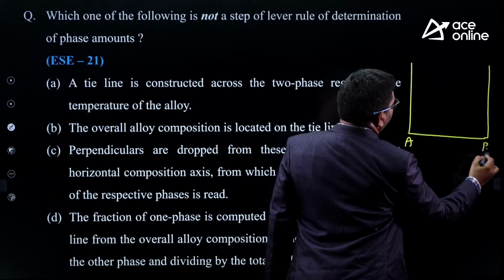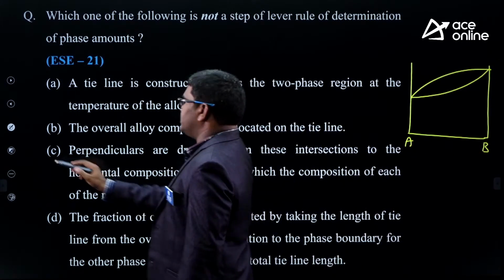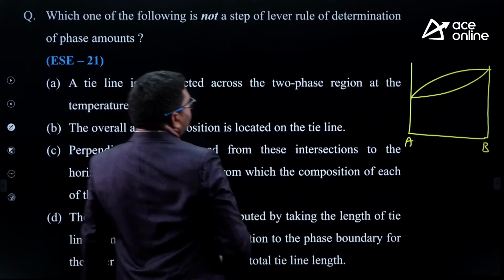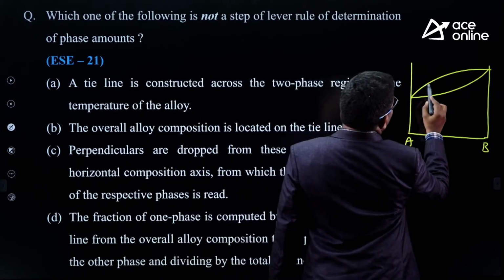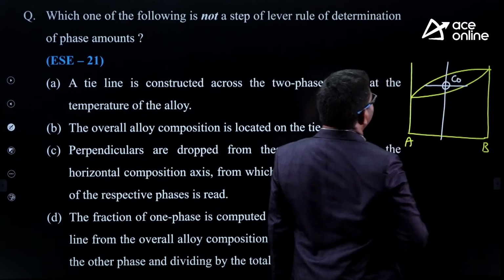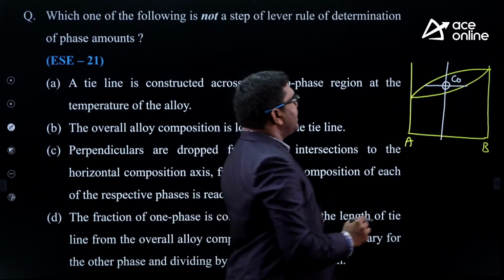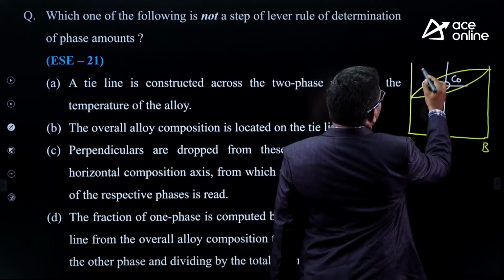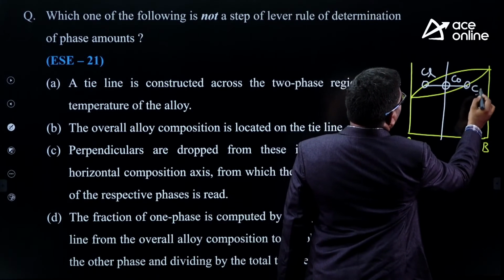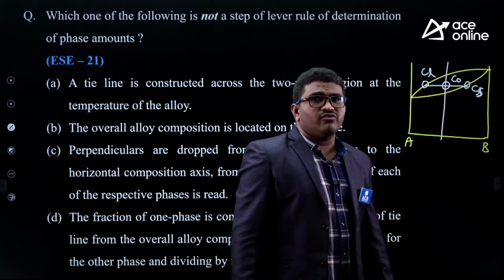Let us consider a phase diagram of two metals A and B. This is a lever line. I am going to calculate at this point, which I assume is C0. The lever line is an isothermal line. This lever line is drawn in a two-phase region. This is C liquid and this is C solid.